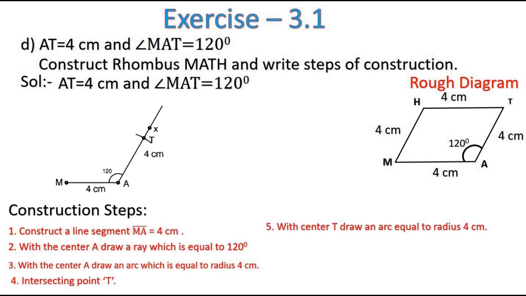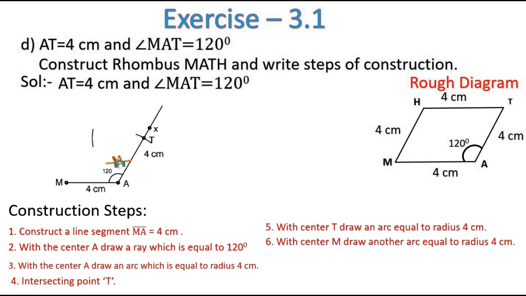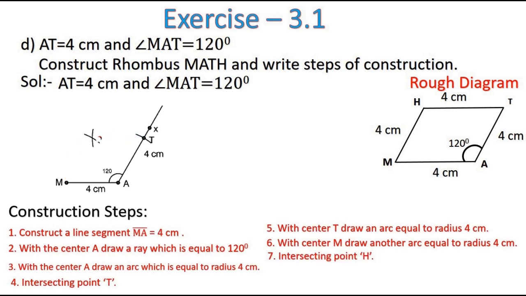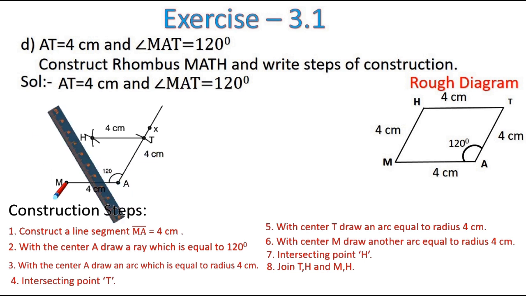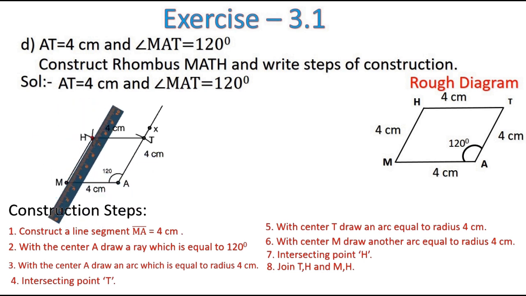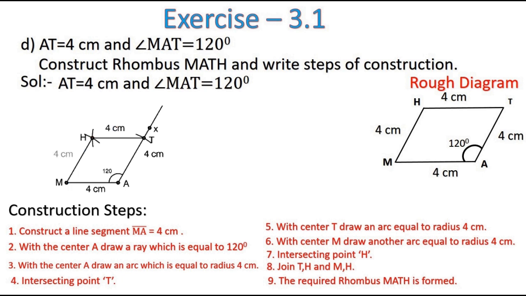With the center T, draw an arc of radius 4 centimeters. With the center M, draw another arc of radius 4 centimeters, intersecting at point H. Join TH and MH. The required rhombus MATH is formed.